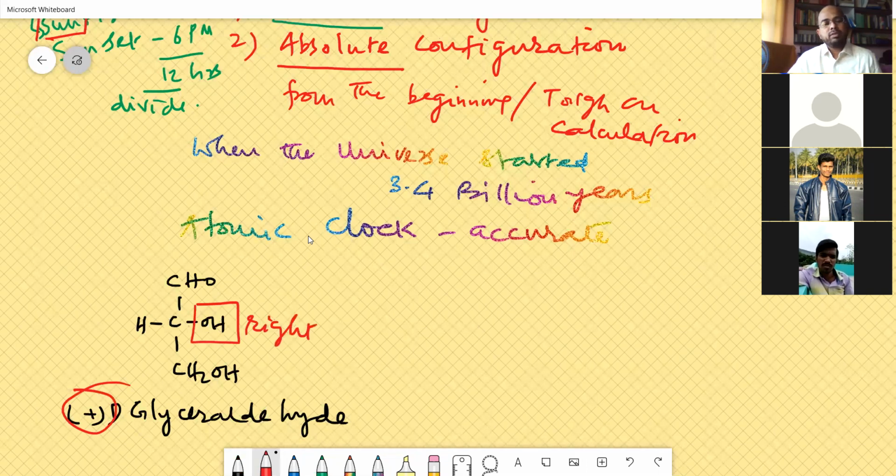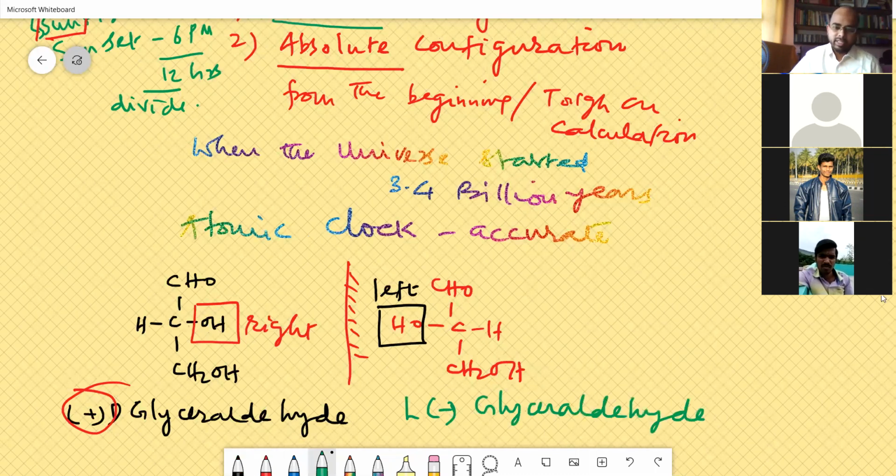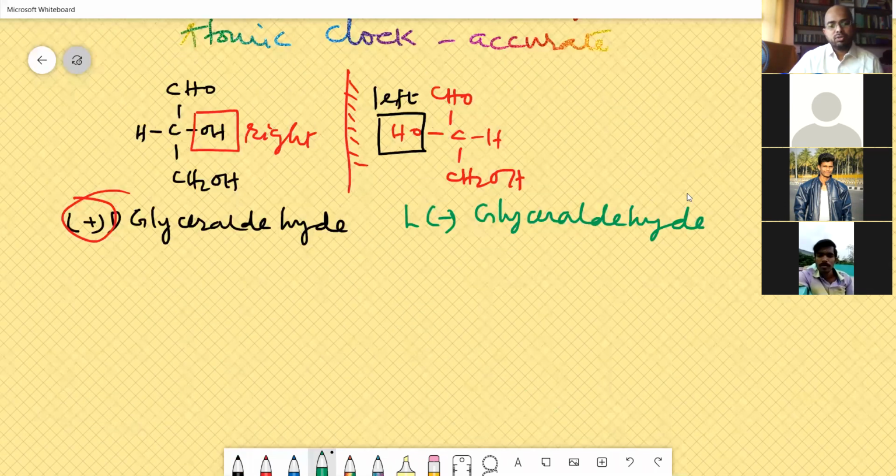Okay, suppose if you place a mirror here, you will get an image like this: CHO, H, OH, and CH2OH here. Okay, now you get OH on the left. Therefore, this will be L-minus glyceraldehyde.